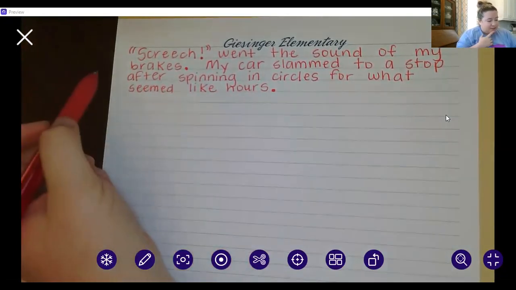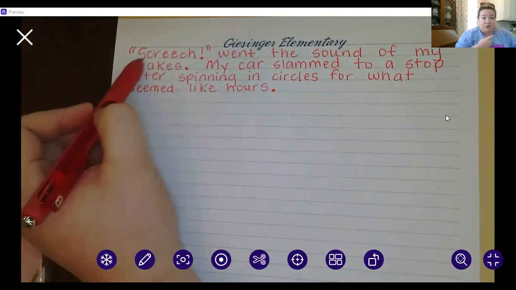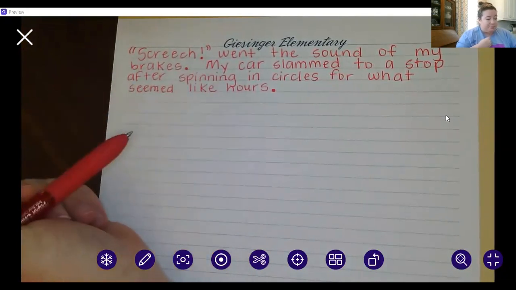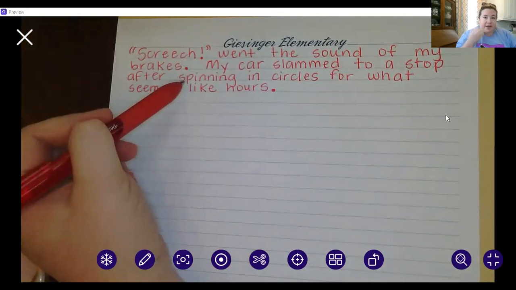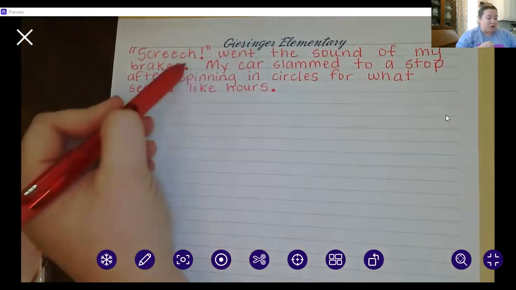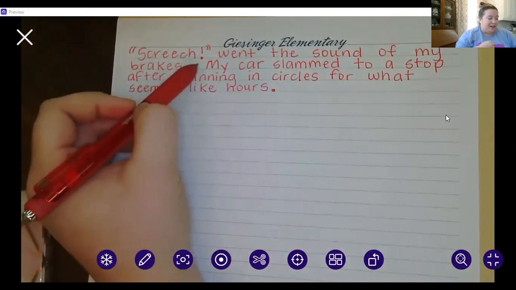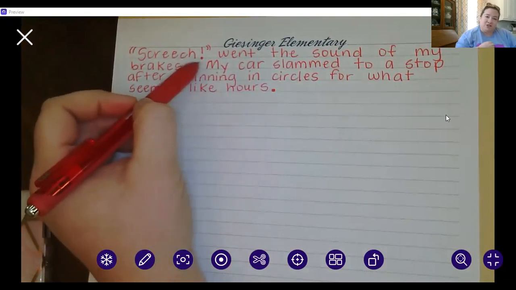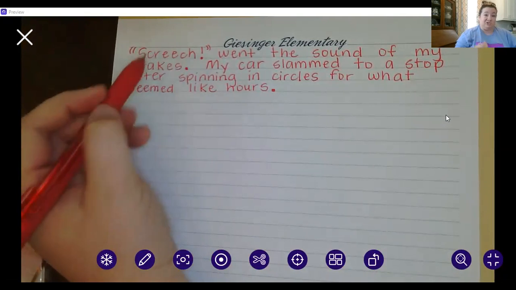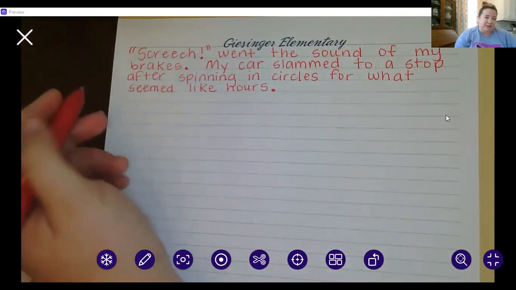So checking my sentences so far, notice how I started every sentence with a capital letter. And at the end of every thought, I put the correct punctuation mark. Here, I just needed periods. Up here, remember, I chose to put an exclamation mark because I really wanted it to be strong and powerful. I think this sounds good so far.